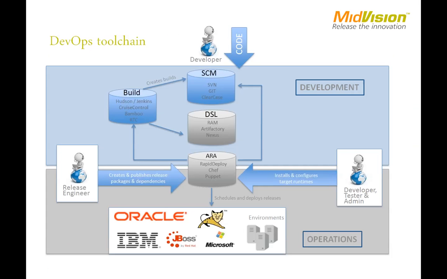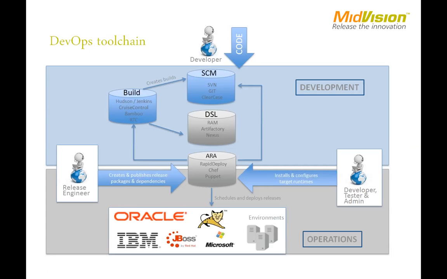So in the core of the middle of this diagram, we've got this ARA box, and this is where I put RapidDeploy, and in the more open source space, different other tools, so tools like Puppet and Chef. So this is the application release automation component.